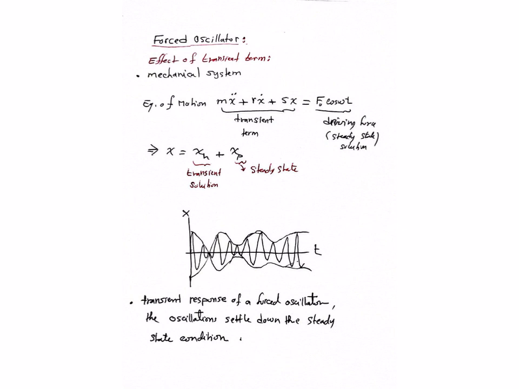So the net displacement is given by x homogeneous plus x particular. The first term represents the transient solution, and the second term represents the steady-state solution. The first term varies with time as exponential minus r t over 2m, and this dies away. The figure here shows how the total x varies with time. As you can see, the system settles down to the steady-state solution.